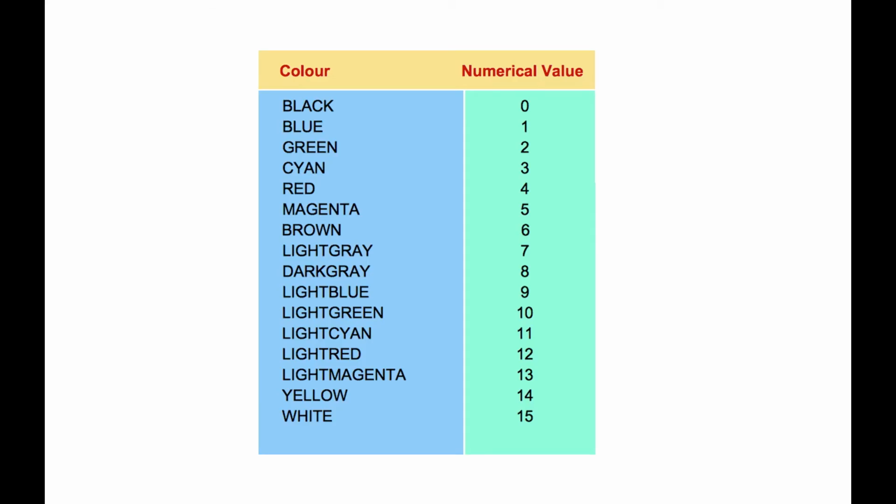The table shows several colors and corresponding numerical codes or values which indicate the corresponding color. So, you can see that for black it is 0, blue it is 1, green it is 2, cyan 3, etc. Finally, white has the value 15. Now, let us see the first program to change the color of the text background.